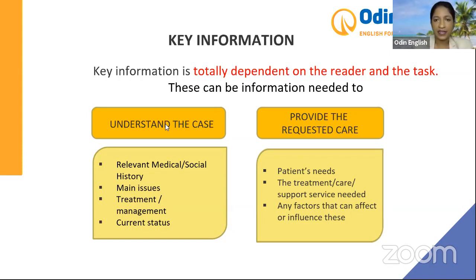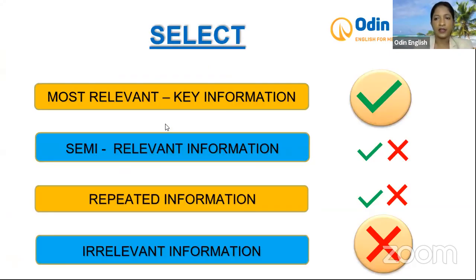So let's have a look at key information. They are the information needed to understand the case and the information needed to provide the requested care. So the most relevant or key information is to be added. You can see a green tick there. And semi-relevant information and repeated information may be added or can be avoided depending upon the relevance, and irrelevant information is to be avoided.